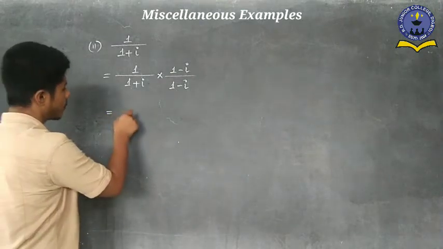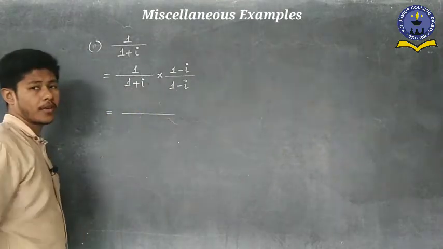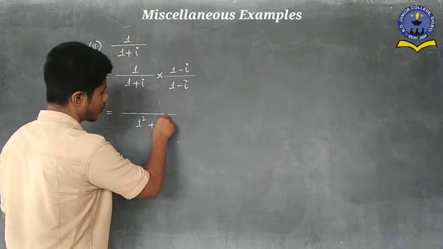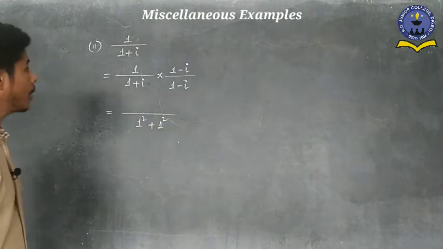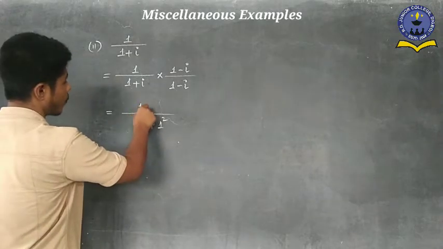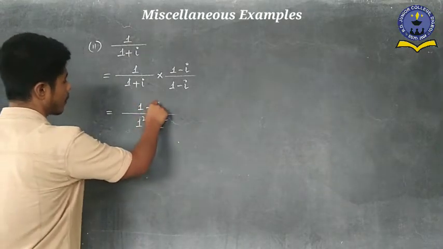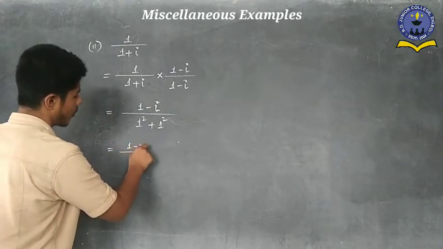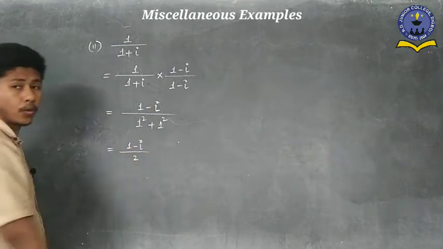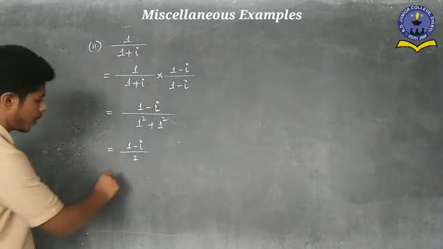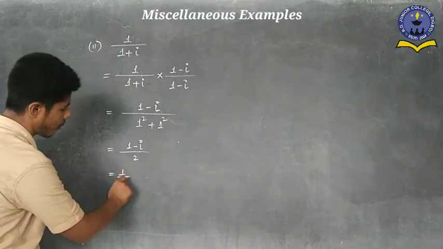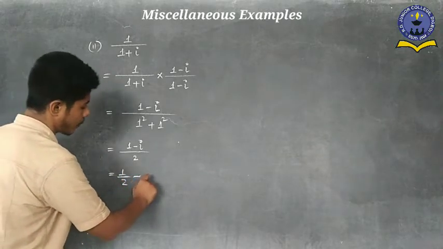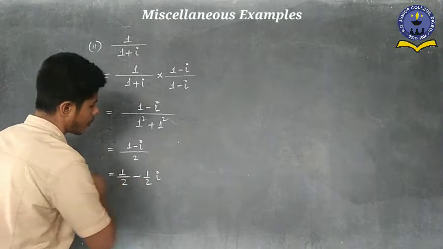Now if you multiply these two, it is of the form a plus ib and a minus ib. So that's why we have to write a square plus b square. So 1 square plus 1 square in the denominator, and in the numerator we write 1 minus i. Is it clear? So in this case we get 1 minus i divided by 2, since 1 plus 1 is 2. Finally, if we arrange this result, we get 1 by 2 minus 1 by 2 into i.